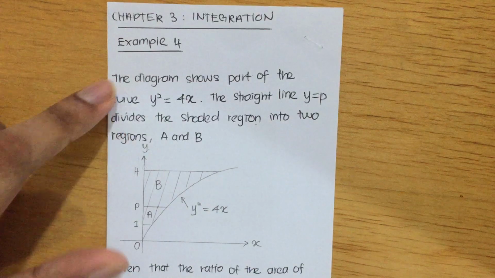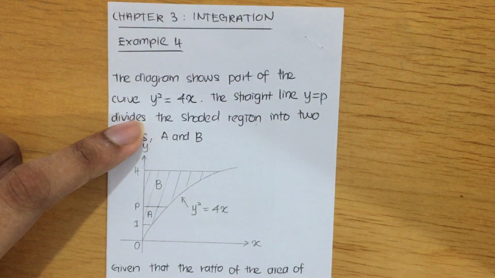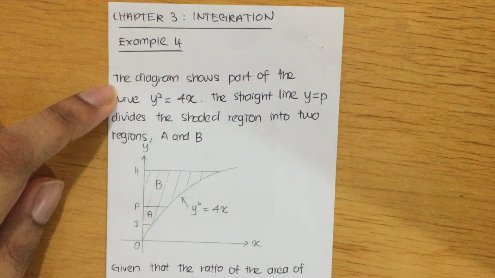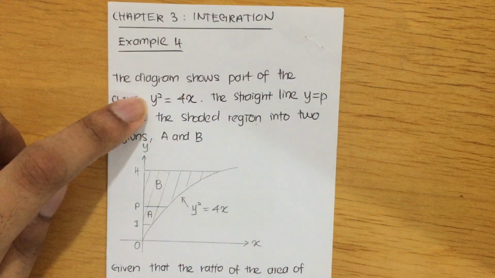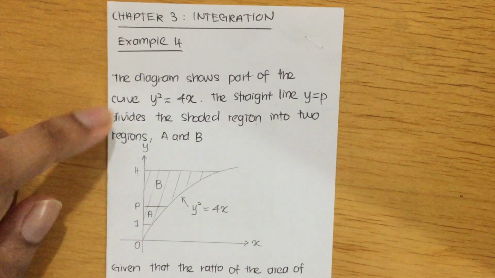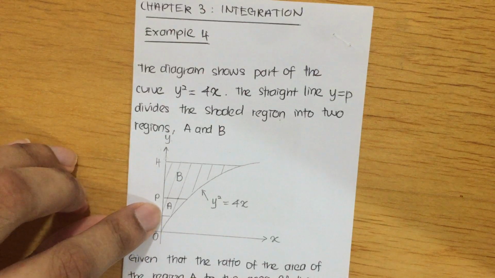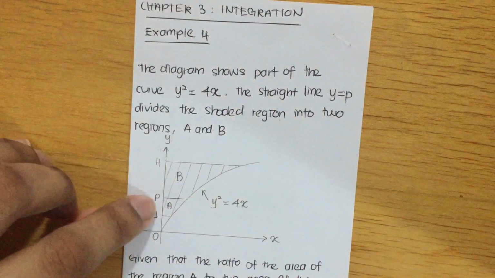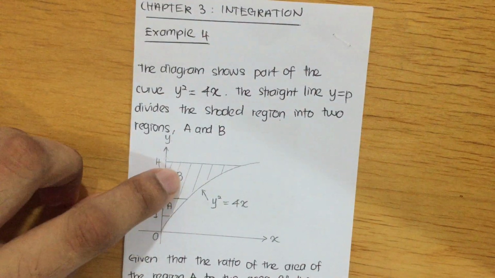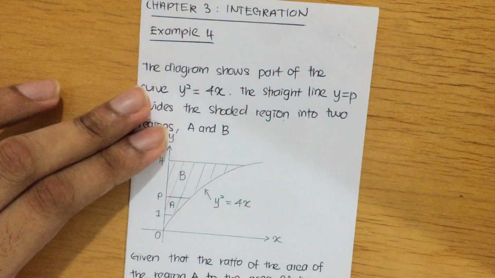So we are now proceeding with the example 4 long question, chapter 3 integration. Okay, let's read the question together. The diagram shows part of the curve y square equals to 4x. The straight line y equals to p divides the shaded region into two regions A and B. As you can see here, this is the shaded region of A, which is from the limit 1 up to limit p, and then this is the shaded region B, starts from limit p up to limit 4.